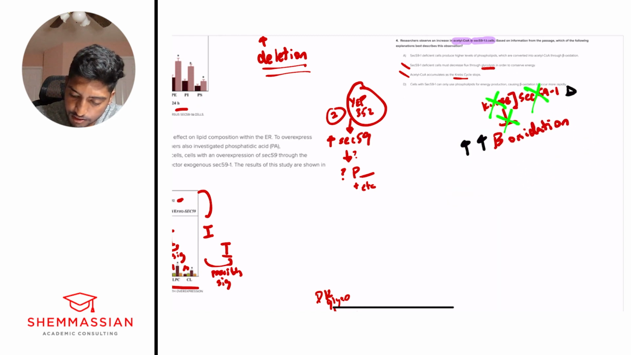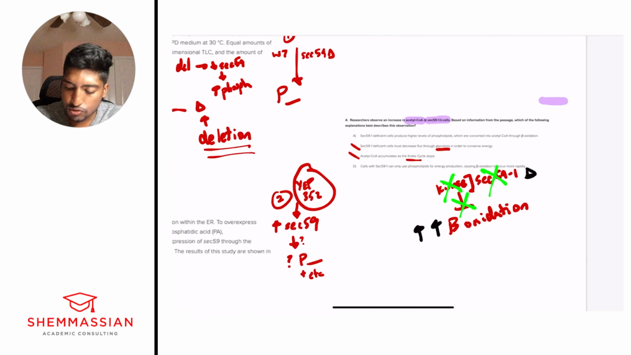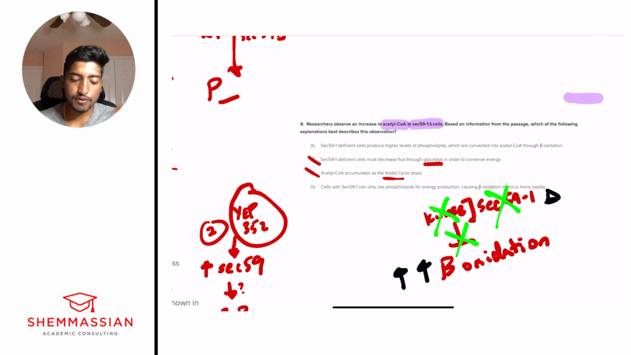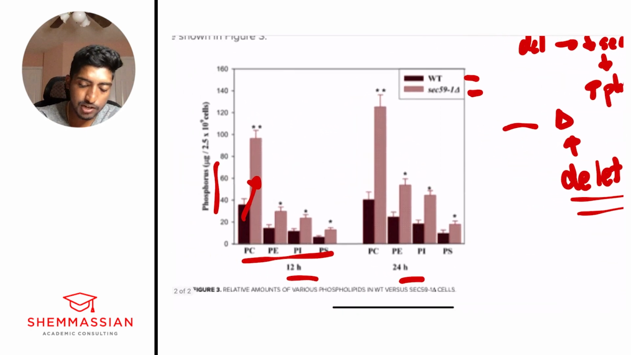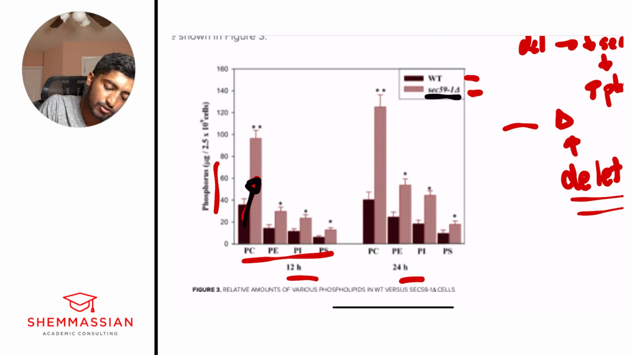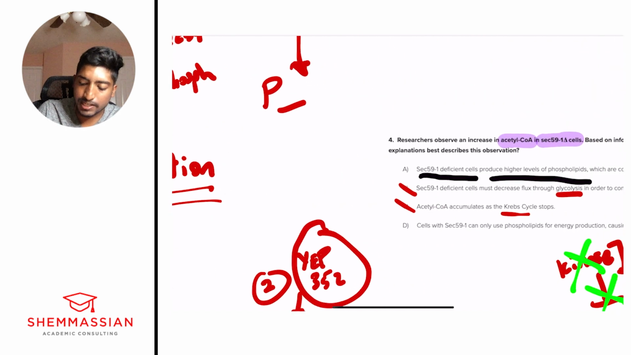And so now we can use our trends from our graphs to help produce the last part, right? So it's saying SEC59-1 cells produce higher levels of phospholipids, right? Is that true? Well, let's remember, when we knocked out SEC59-1 alpha, what did we see? We saw this increase in every single type of phospholipids. And so that is going to indicate that A is the best answer.